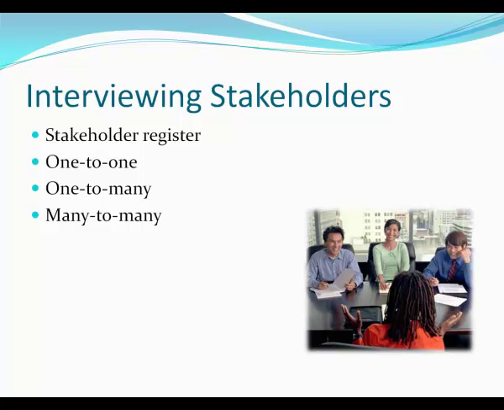And there's a little bit of some terminology you'll need to know. A one-to-one means it's one person to one person. A one-to-many is like in this picture here where multiple people are interviewing the stakeholder. Or you could have the inverse of that, where that could be the project manager interviewing multiple users. And then we have many-to-many, and that's where we have a whole lot of people gathered around the table interviewing each other and participating in the conversation.